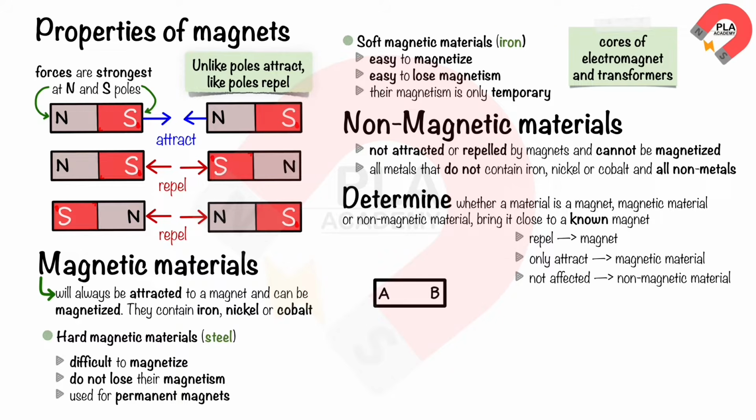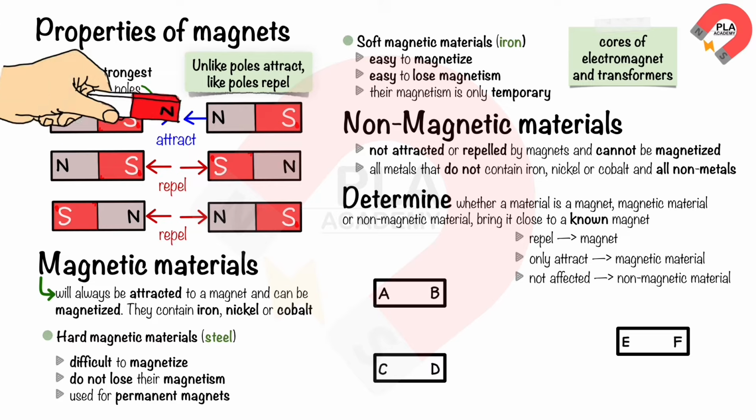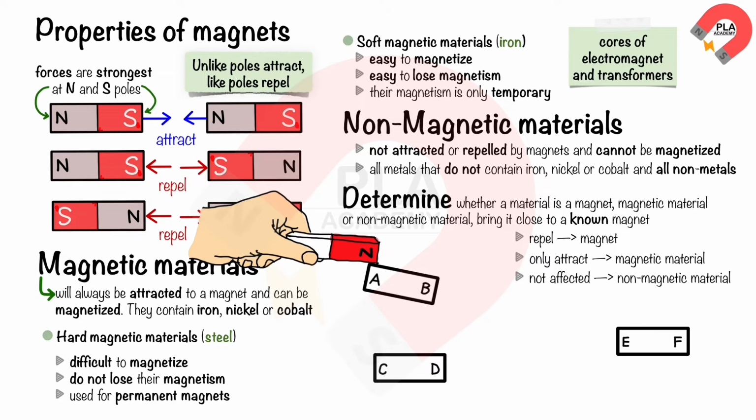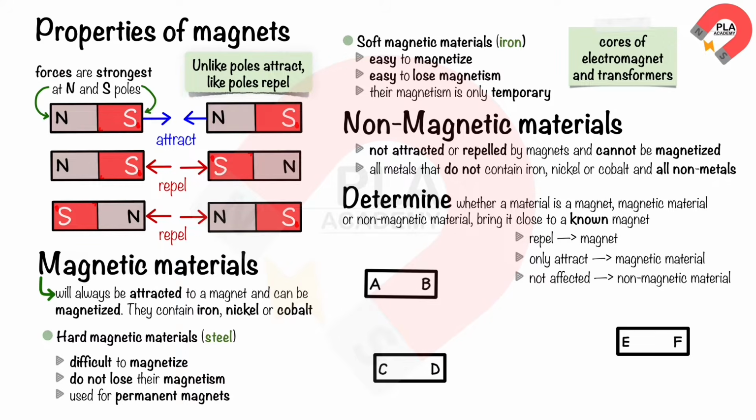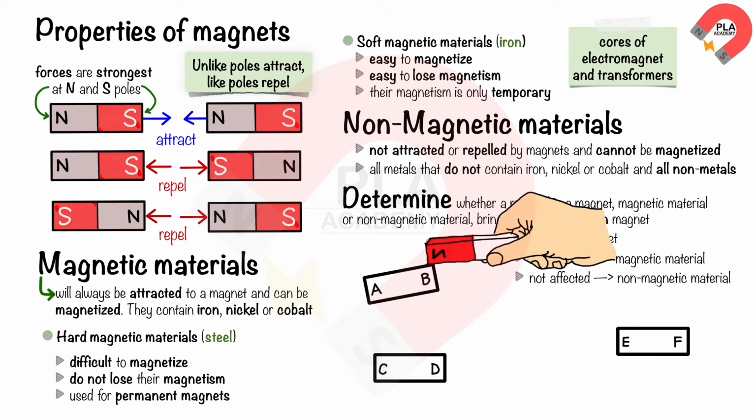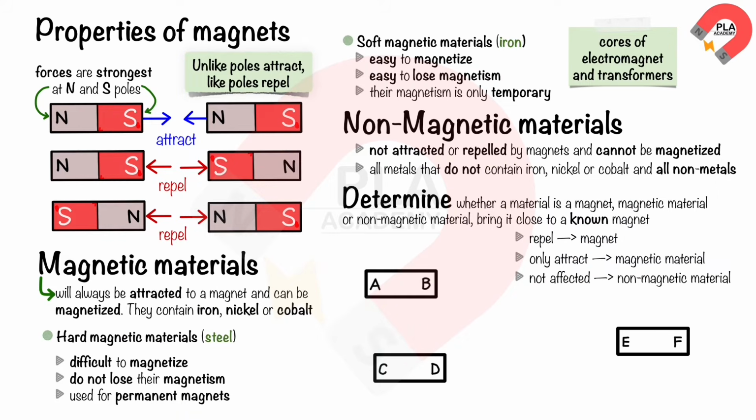For example, there are three unknown metal bars and a known magnet. When a north pole is brought near the end A, they attract each other. Then when the north pole of the known magnet is brought near the end B, they attract each other again. This shows that bar AB is a magnetic material.